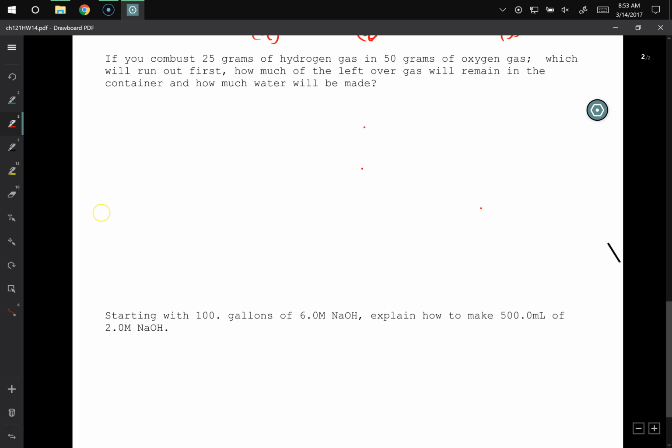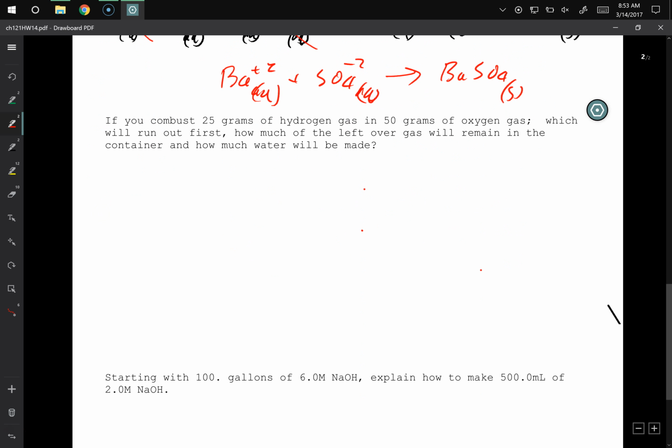What are we doing next? What do we got here? 25 grams of hydrogen reacting with 50 grams of oxygen, and I want to know what's going to run out, what's going to be left in the container, and then how much water is going to be made.